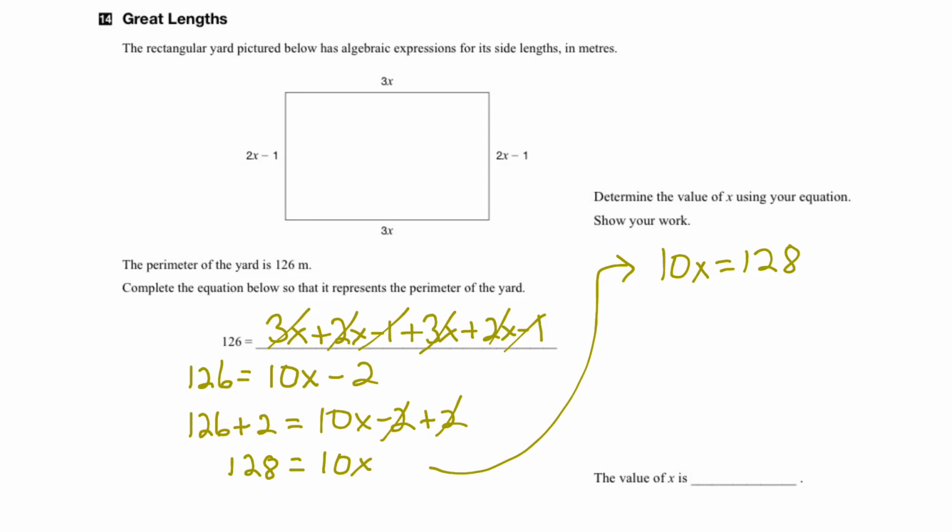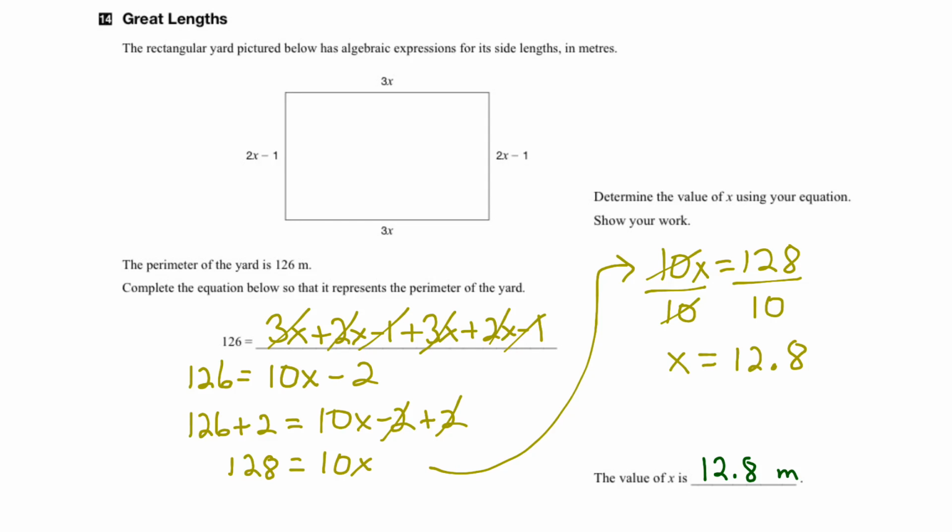And to get rid of the 10, this means 10 times x, so to get rid of it I have to divide by 10. Well, if I divide the left side by 10, I've got to divide the right side by 10. And the 10's will cancel here, leaving you with an x, and 128 divided by 10 will give me 12.8. And so the value of x is 12.8, and now don't forget the units. This would be 12.8 meters.